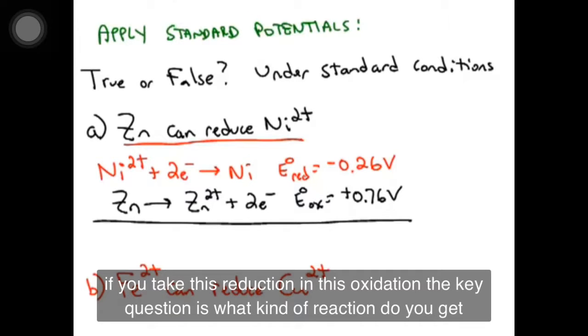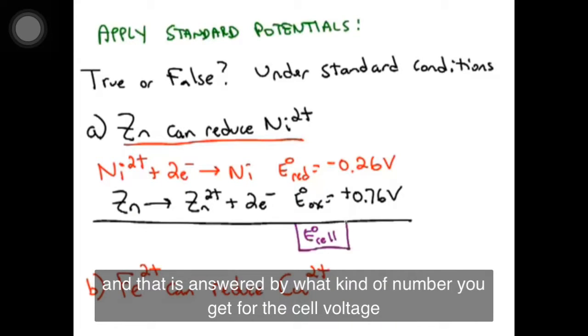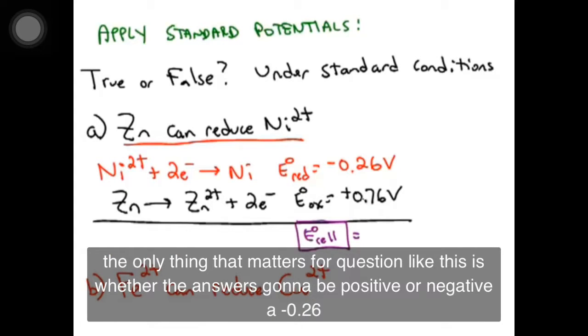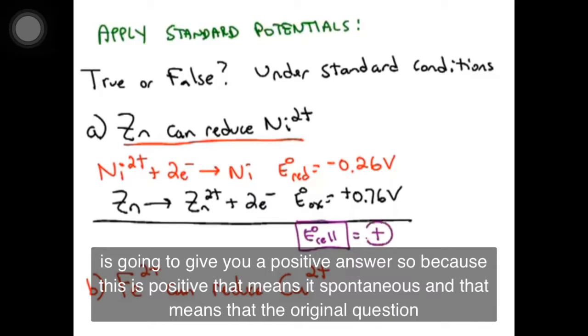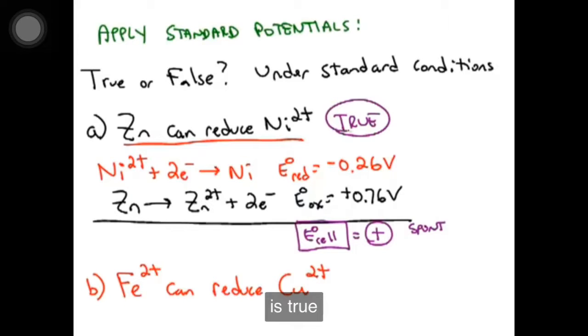If you take this reduction and this oxidation, the key question is what kind of reaction do you get, and that is answered by what kind of number you get for the cell voltage. The only thing that matters for a question like this is whether the answer is going to be positive or negative. And negative 0.26 plus positive 0.76 is going to give you a positive answer. So because this is positive, that means it's spontaneous. And that means that the original question is true.